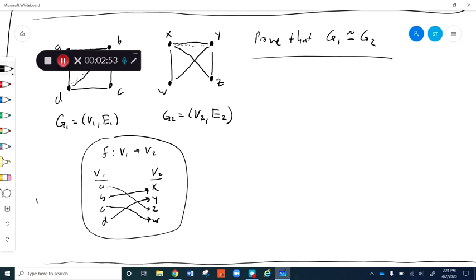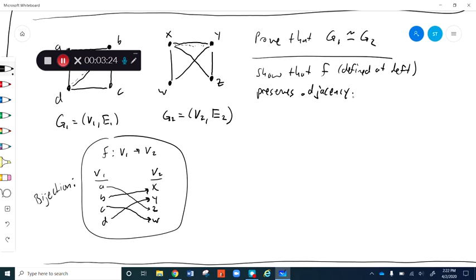This is clearly a bijection. I don't really need to prove that it's a bijection if you can look at it and tell that it is both one-to-one and onto. Right, clearly based on those arrows, it's a bijection. Okay, we've established the bijection. But now I also need to prove or show that this F preserves adjacency.